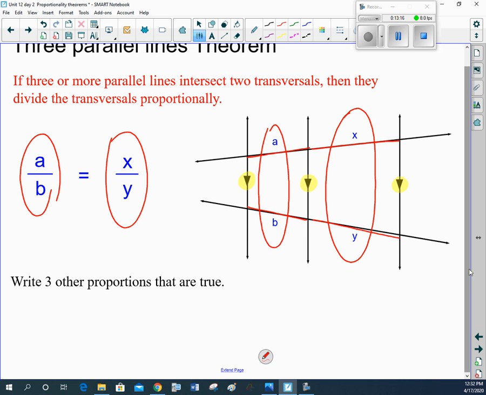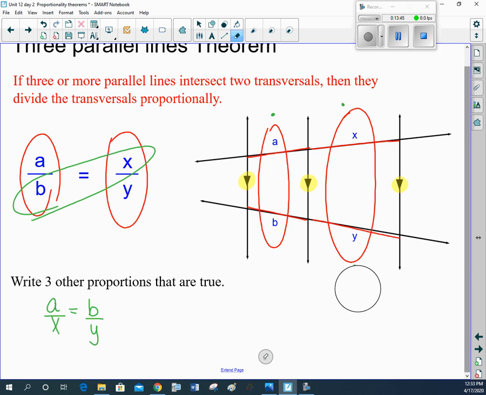Well, we just talked about on the other slide how we can move things around in our proportions. We could look at our picture, or we could just take our proportion and move the diagonals. So I could say A over X equals B over Y. That's true. If you come over to your picture and compare, you'd be going left to right, A to X is proportional to B to Y. That matches.